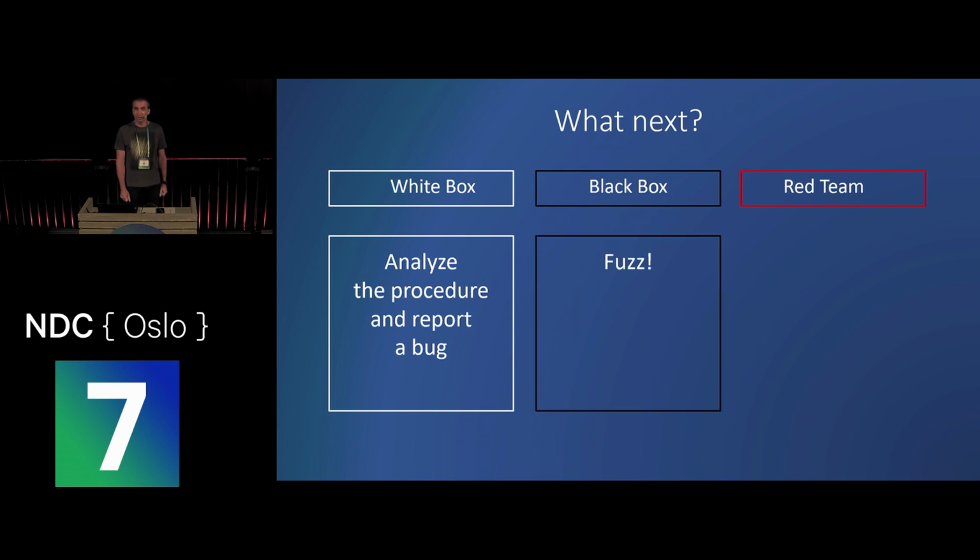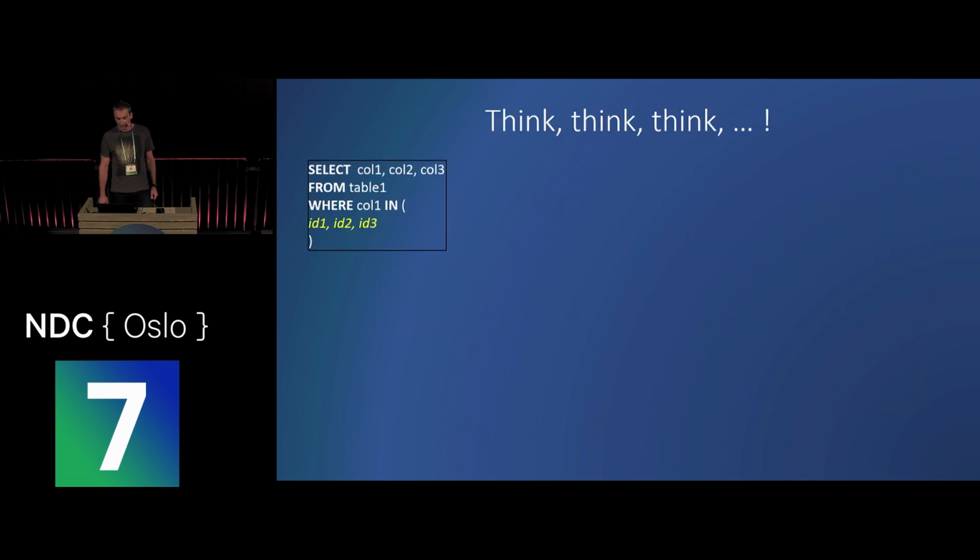With the black box testing, we have the procedure, we know what the parameters are, so we can just fuzz it and take a look where it is breaking and when it is returning interesting results. With the red teaming, we have to think before we act. So what else could we do?